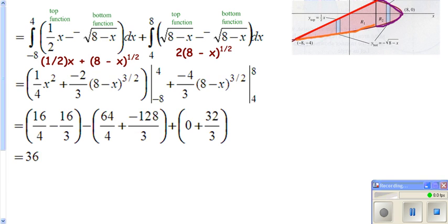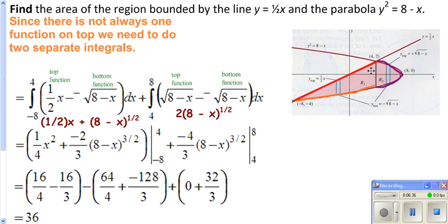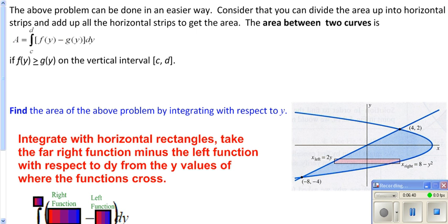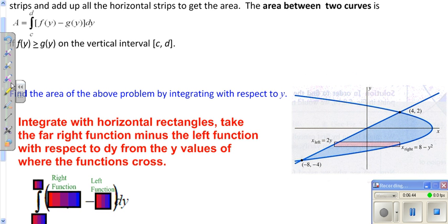Now there is an easier way to do this problem. Because back here you'll notice there wasn't always one function on the top. But there is always one function to the right. So as you're looking at this, this function here is always on the right-hand side, and this function here is always on the left side.